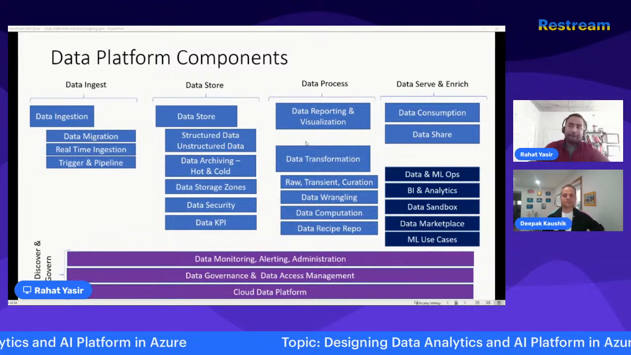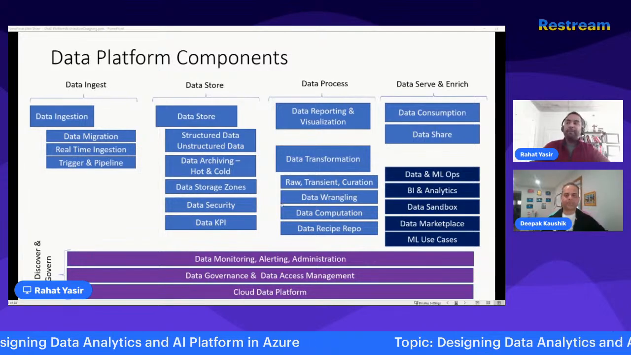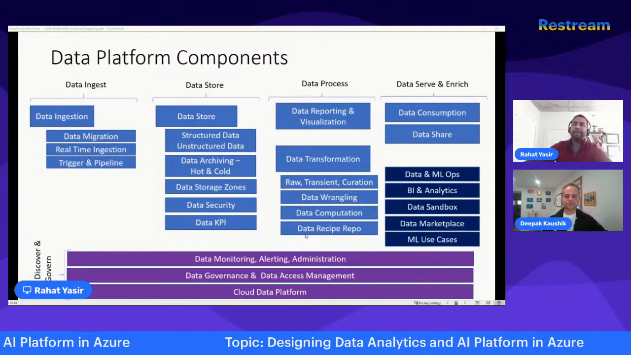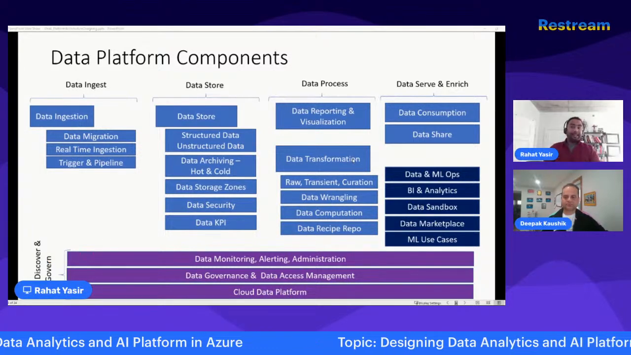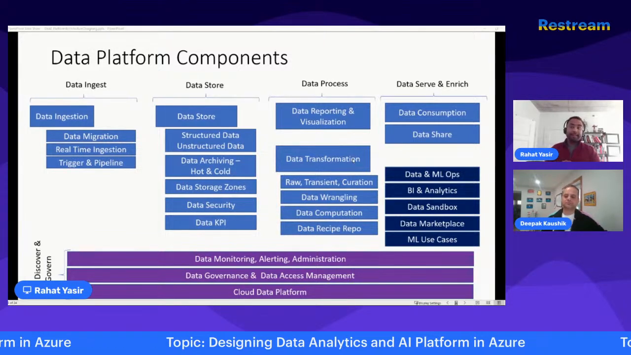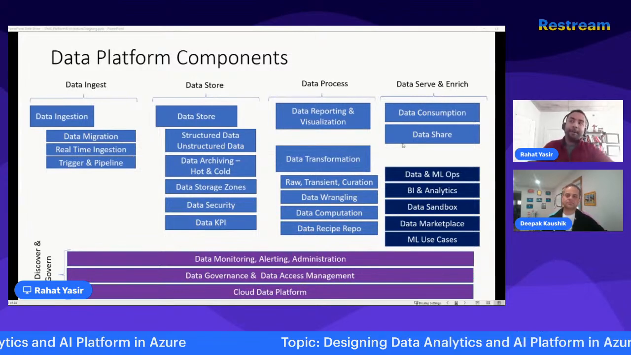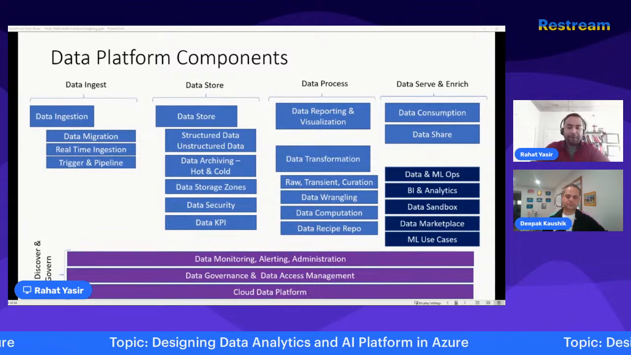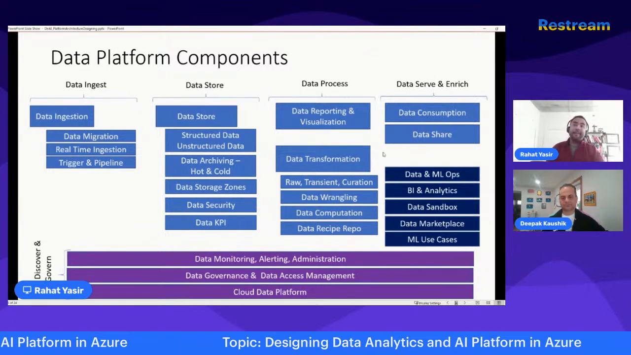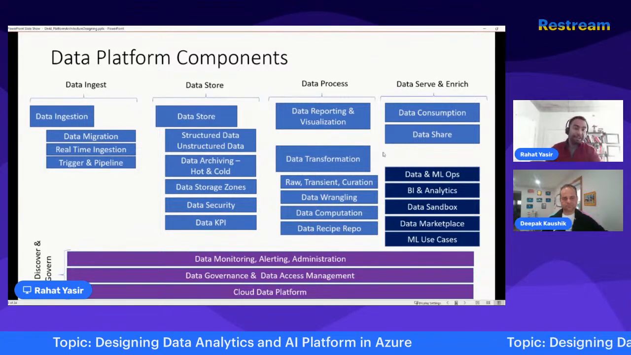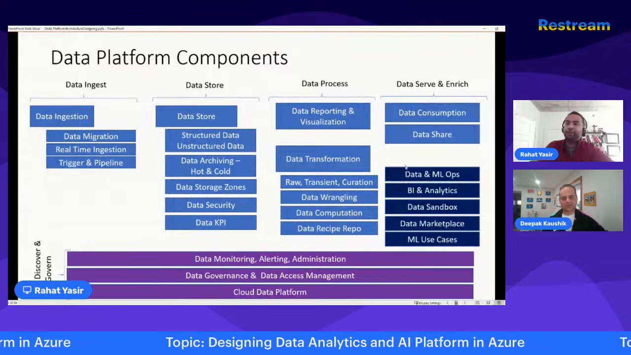Data transformation, we have already talked about that. We do a lot of raw, transient, and curated data handling. We do data wrangling, data computation, and data recipes as well. And a lot of times we also need to share the data. If we are the ones producing the data through IoT devices, we also need to share it with a third party. So Azure Purview, I don't know if you have used the tool, is for data management, data access, and data cataloging, and has a very nice option for data sharing with third parties within the Microsoft domain, and it's completely secure. So that's one of the things we use.